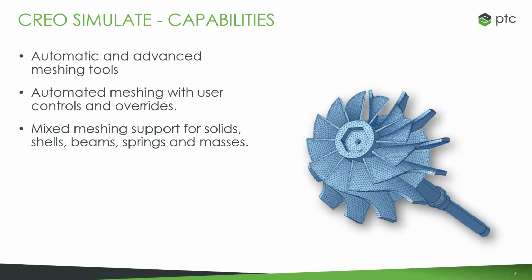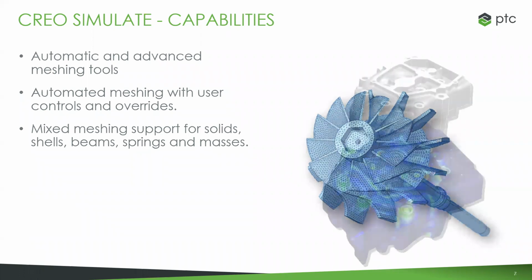And then after the fact, if you're looking at the mesh and you really want to go in and tweak it for whatever reason, or maybe refine it in certain areas, you can always override that automatically generated mesh or just select on those specific areas and refine it in those regions. This is the case with anything that you're meshing. It's a full mesher, whether you're doing solids, shells, beams, springs, masses, whatever the case may be.